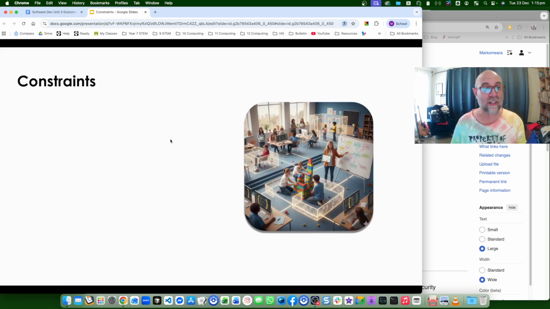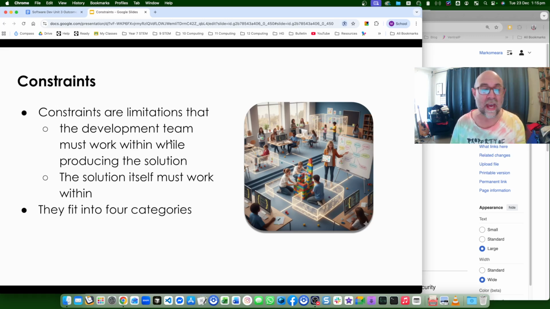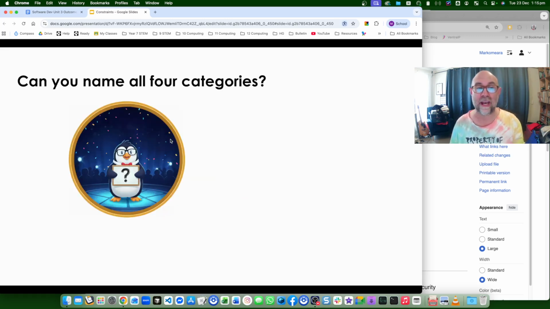So let's see what constraints are first of all. Constraints are limitations, much like the speed limit, that's the fastest we can go. A constraint is a limitation on what we can do in this project and what the product itself can do. So as I just said, it is a limit on what the development team can do. So there are some constraints there, and there are also constraints on what the system itself can do. And they are broken down into 4 categories.